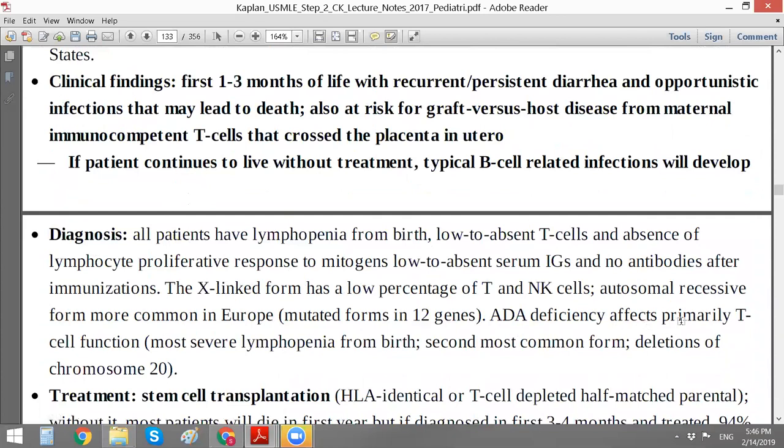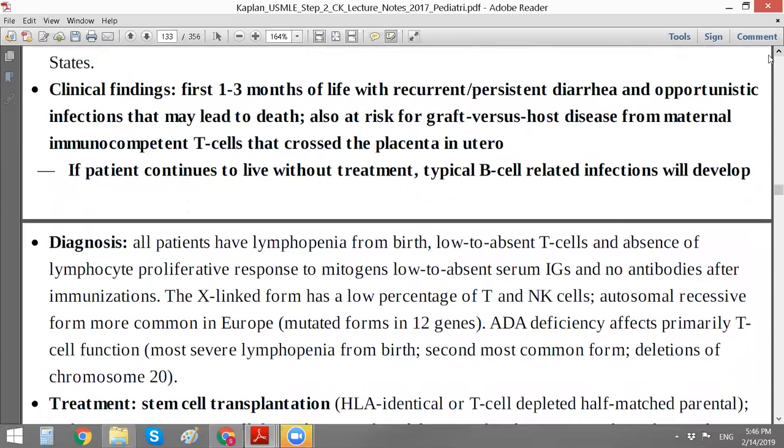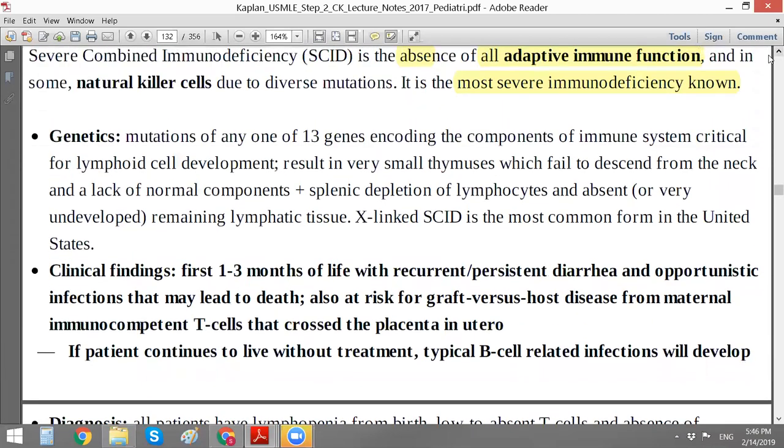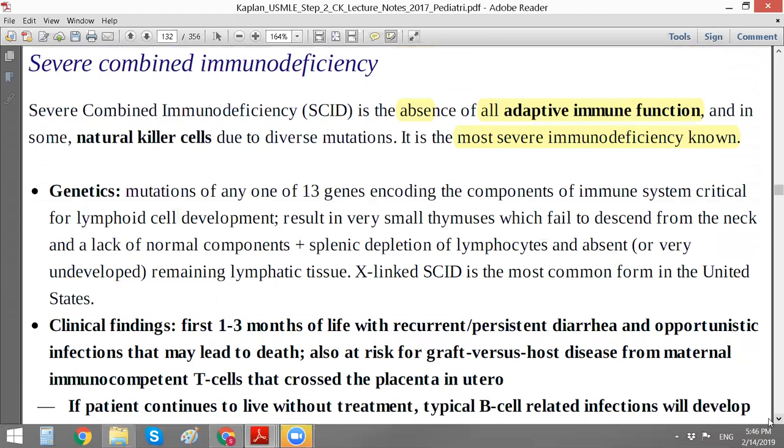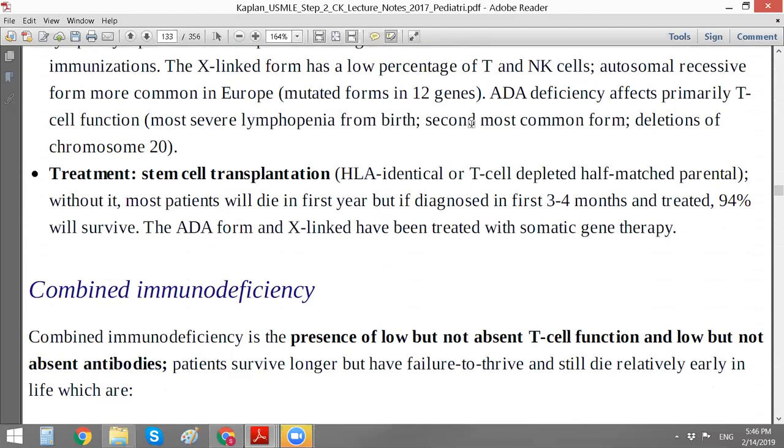ADA deficiency typically affects T cells. The second most common is a deletion of hormones. Stem cell transplant is the answer for severe combined immunodeficiency. Without it most patients will die in the first year, but if diagnosed in the first 3 to 4 months and treated, 94% will survive. The ADA form and the X-linked form have been treated with somatic gene therapy.